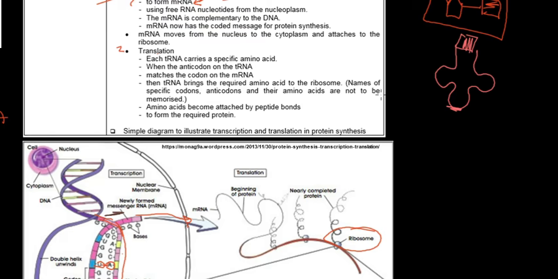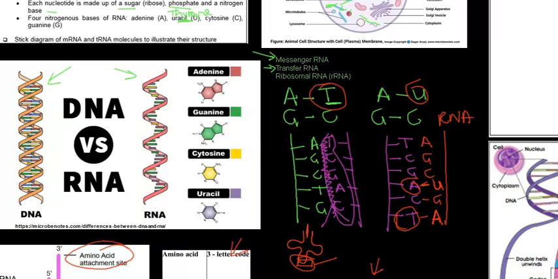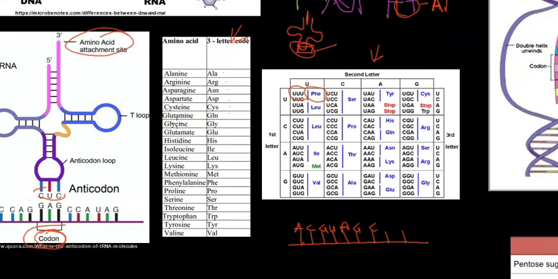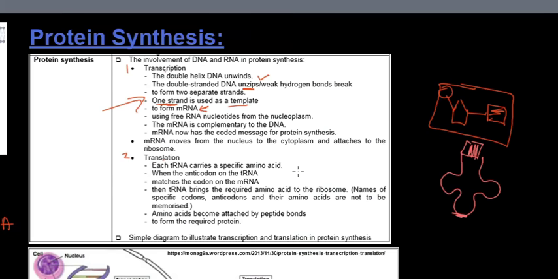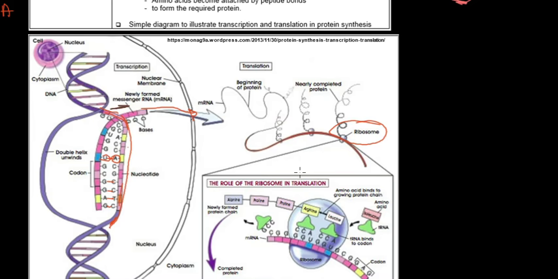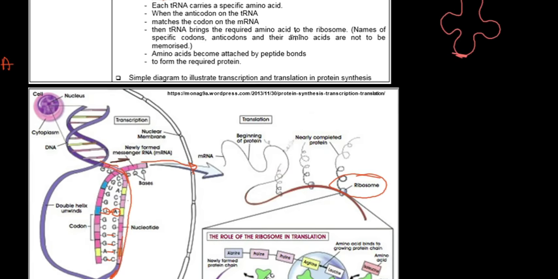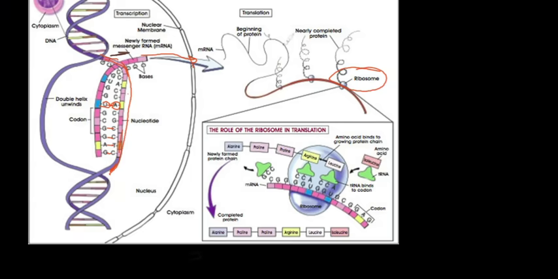to the ribosome. You don't need to know the names of these amino acids, because if you remember, they are quite big names, so it's not expected of you to memorize those, but you do need to know the process of transcription and translation, and that the tRNA will bring a specific amino acid. Then the amino acids become attached by peptide bonds to form the required protein. So let's look at this process.